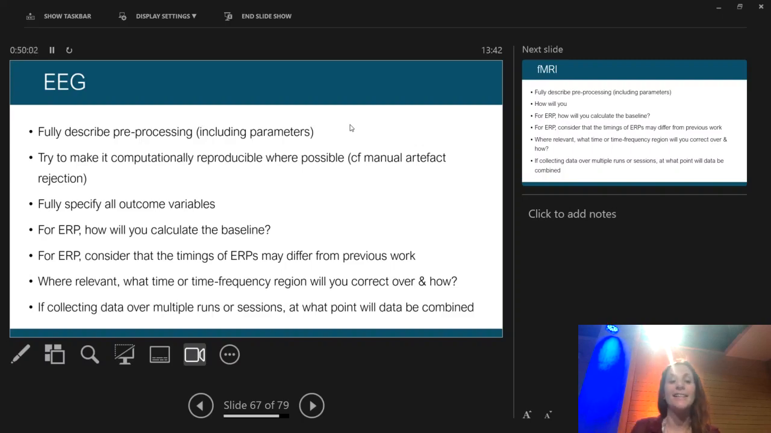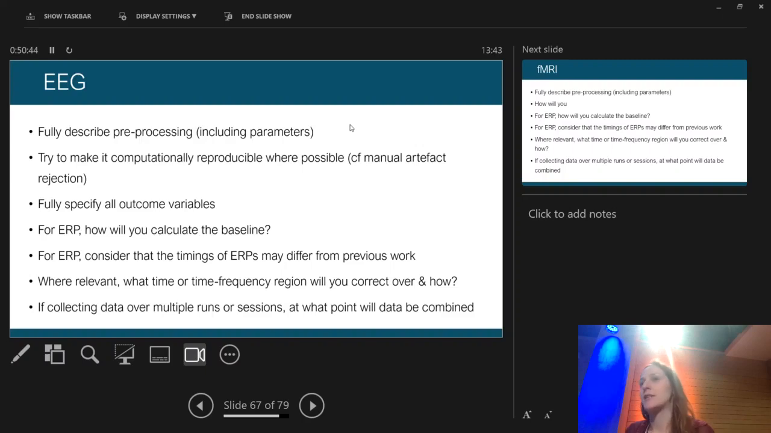Say you're analyzing ERPs, you would need to pre-register how you are going to calculate the baseline. This also applies to oscillatory analyses too. If you're doing ERPs, what's the time window you're looking in? You might be interested in some component, say the N170. Don't bank too hard that it's going to come really cleanly at that time point, because of latency variation, it probably won't. So you need to think about how you're going to deal with that.